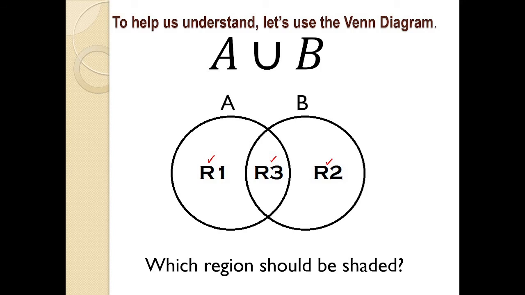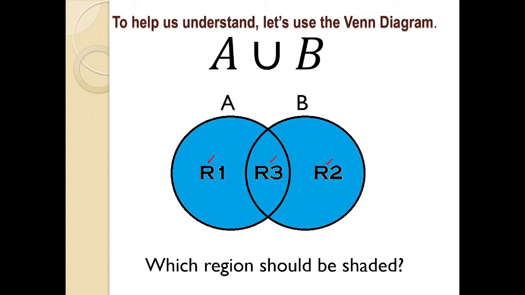So, what should I shade, class? Region 3, sir. What about region 1 and region 2? Right, sir, all of them. All are shaded, because it is union. Again, all are shaded, because I am after the union. All the elements found in A and in B must be listed.